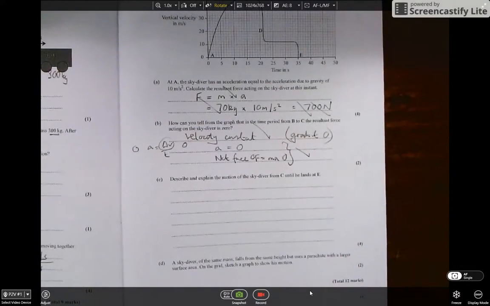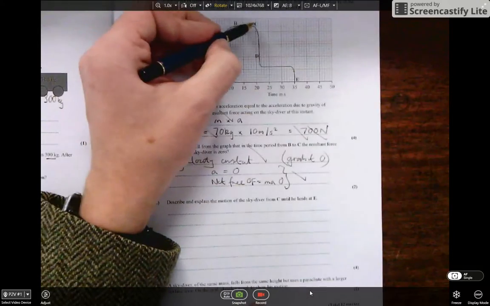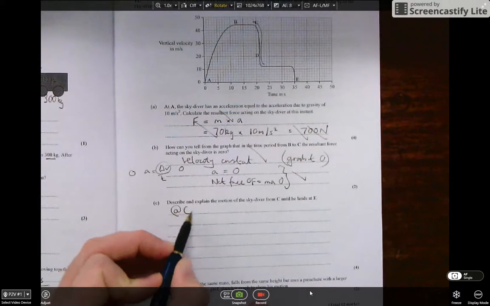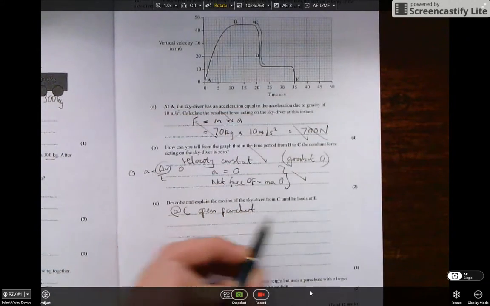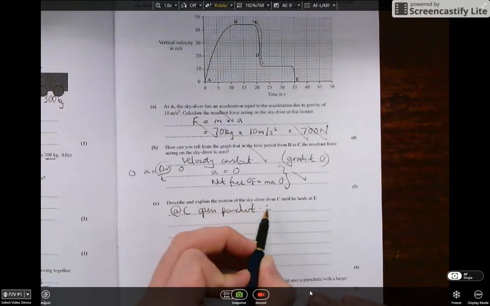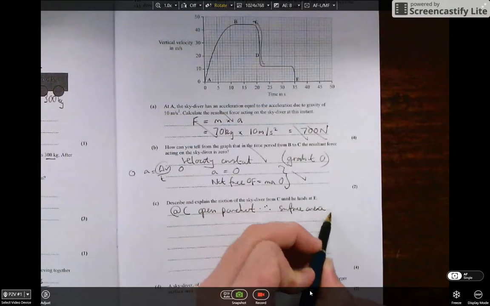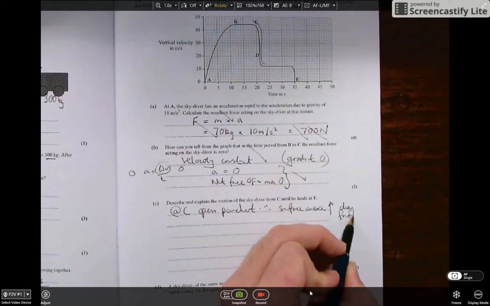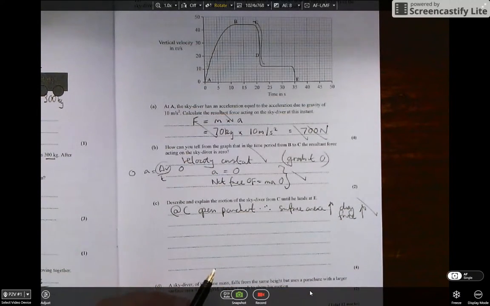Then we're supposed to describe and explain the motion of the skydiver from C until he reaches the end of the graph. So at C, we can see that he's slowing down. Why might that happen? So at C, he opens his parachute. Therefore, surface area goes up quite a lot, and that means drag force also goes up quite a lot. So 1 mark for explaining that.